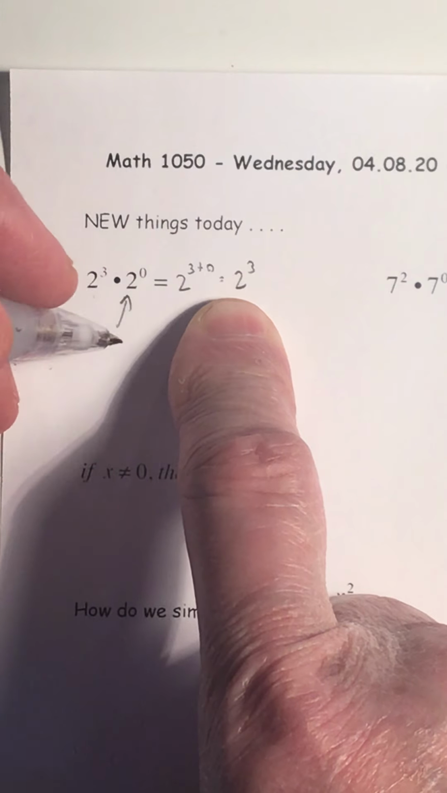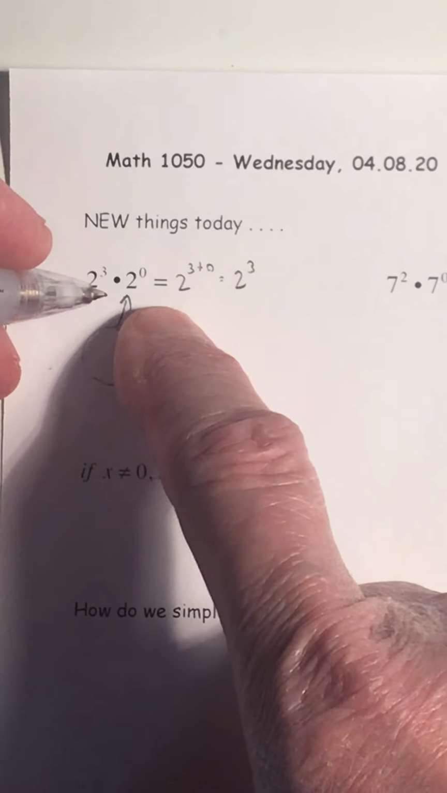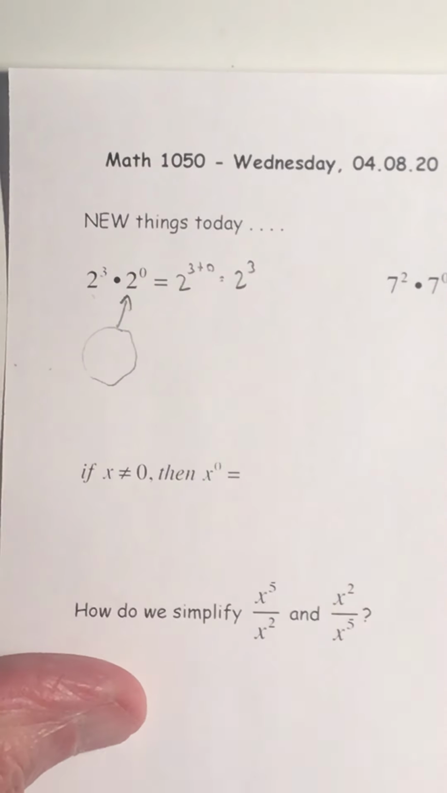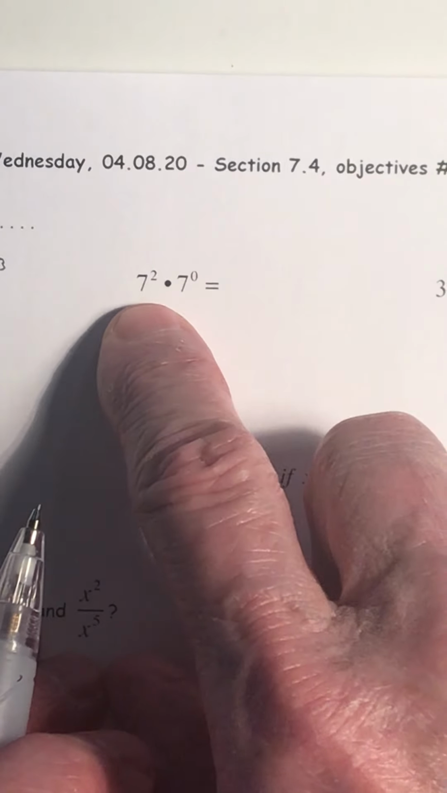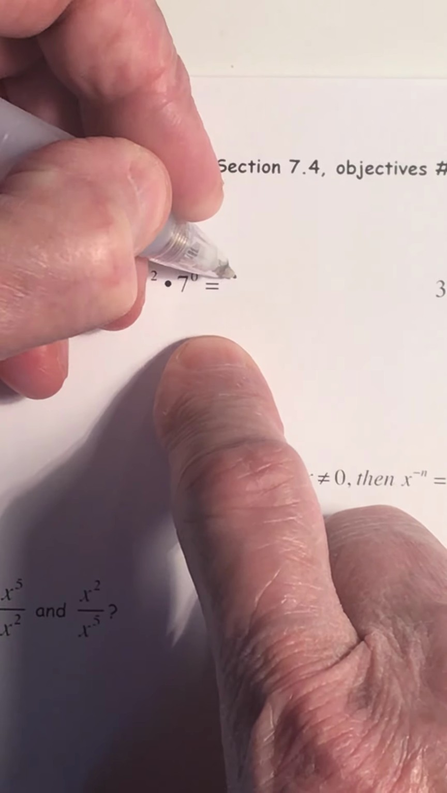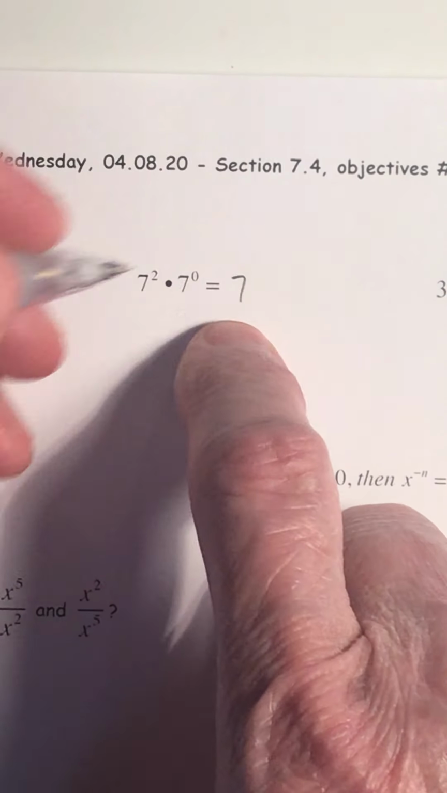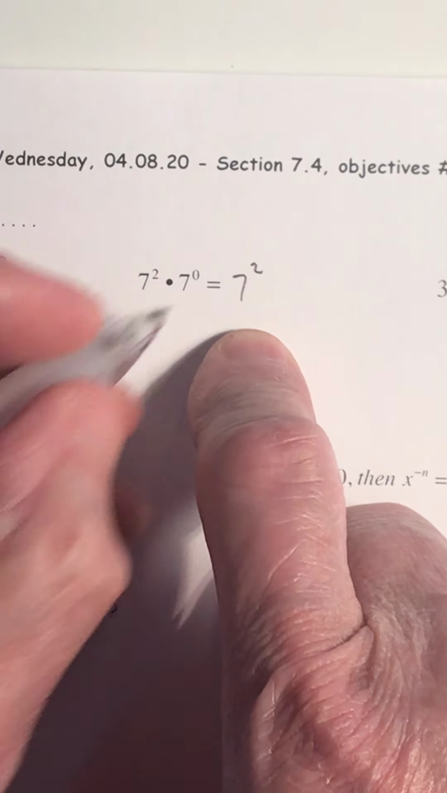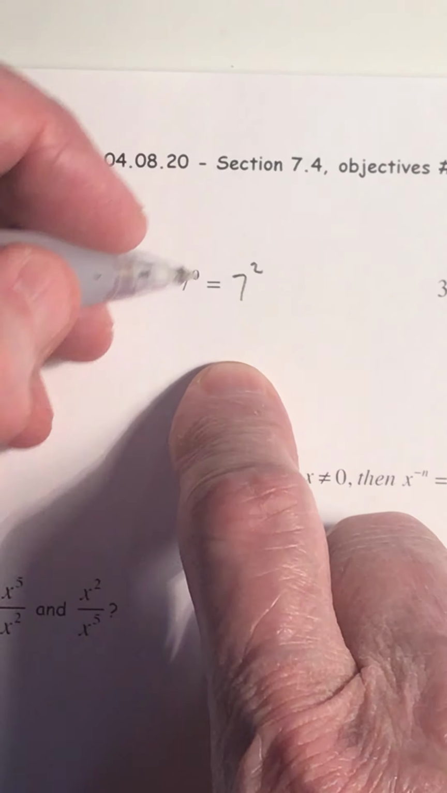I'm going to leave this blank here. We're going to figure out what that 2 to the 0 has to be. Look at the next example. We got 7 to the second, which is really 49, right? Times 7 to the 0. Again, we would add the exponents. 2 plus 0 is 2. So we're getting the same number we had here after we multiply by this.